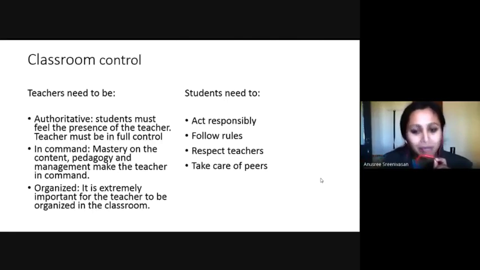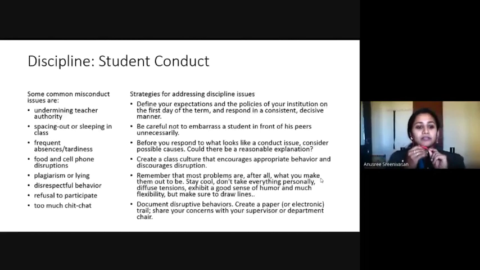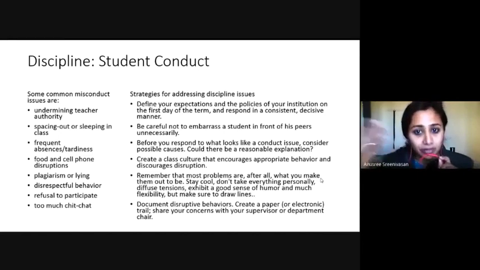Okay, now another serious point when discussing classroom management is that of discipline or student conduct. So when we talk about student conduct, you must be experiencing yourself that students do some kind of misconduct in the class. Now, what are the common misconduct issues? Let us see what they are.